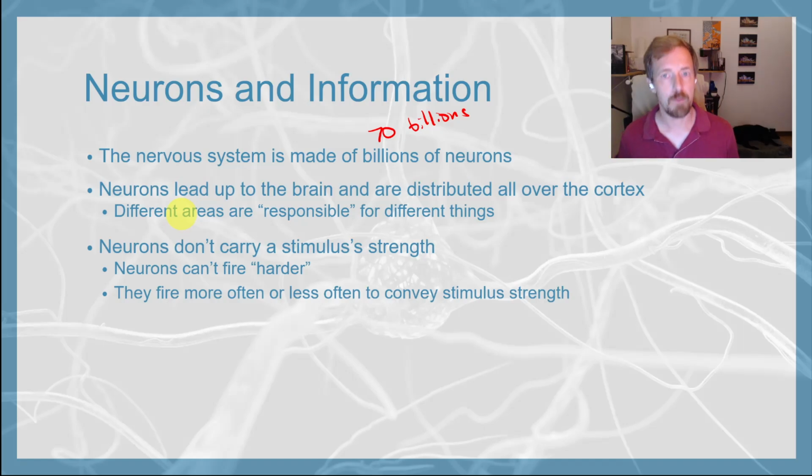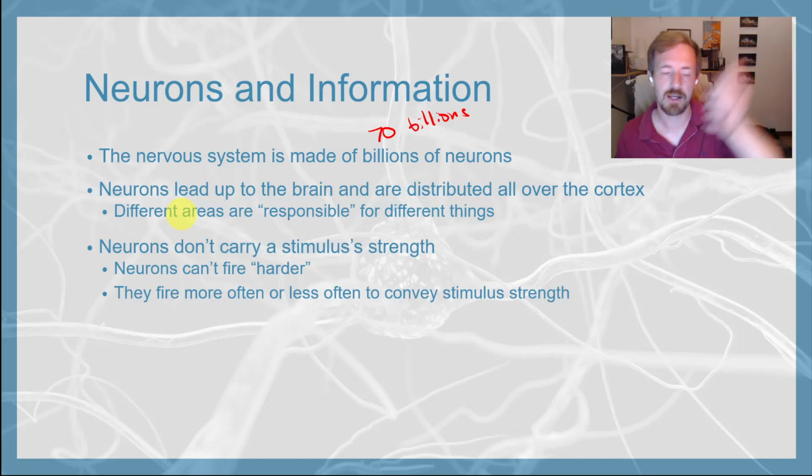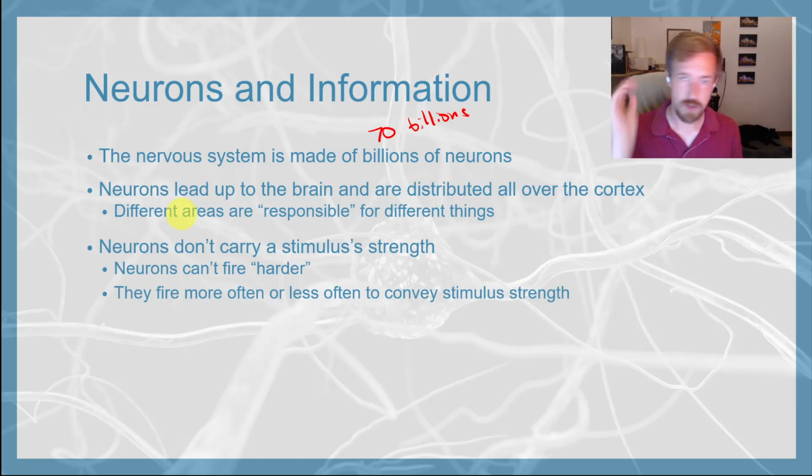The important thing here is that neurons do not carry a stimulus's strength. So when we talk about a neuron conveying a signal that is strong, that neuron is not firing really hard, nor is it going to fire really soft. A neuron is like a toilet. It either flushes or it doesn't flush. Once you pull that plunger, once you push it down, it flushes, and that's that. Neurons are like that. The neuron is going to fire or it's not going to fire.